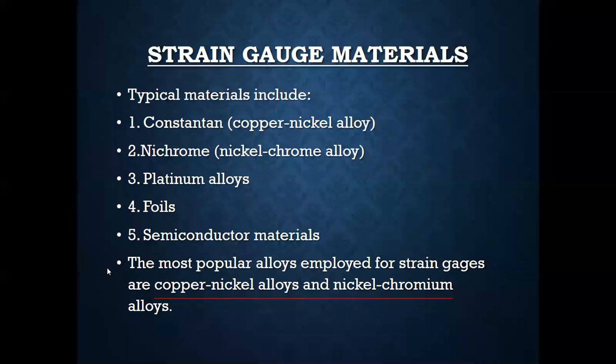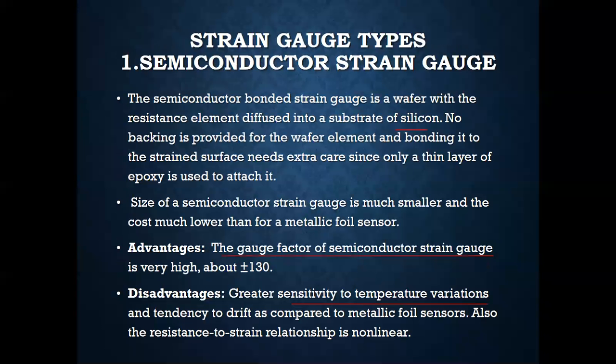The materials used for making strain gauges are constantan and nichrome, platinum alloys, some foils, and semiconductor materials. The most popular alloys employed for strain gauges are copper nickel alloys and nickel chromium alloys. And then next, different types of semiconductors are available. So first one is the semiconductor strain gauge.